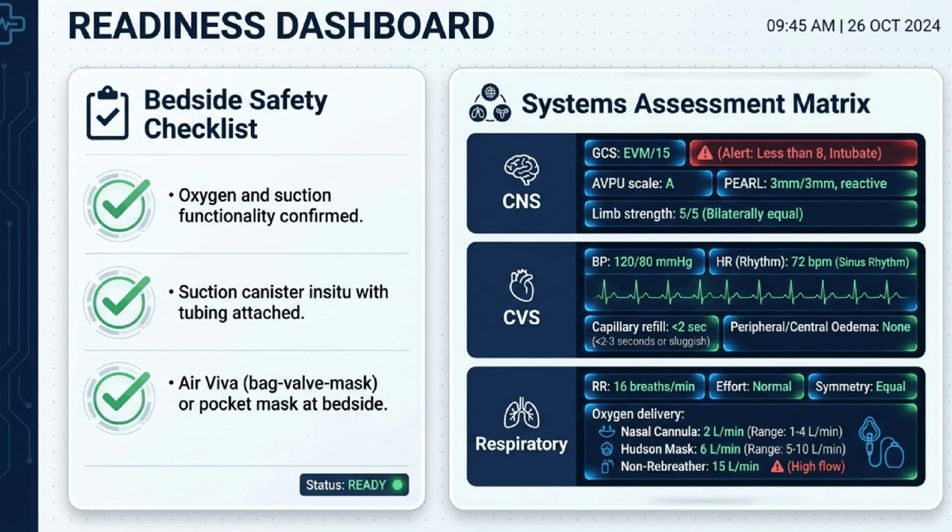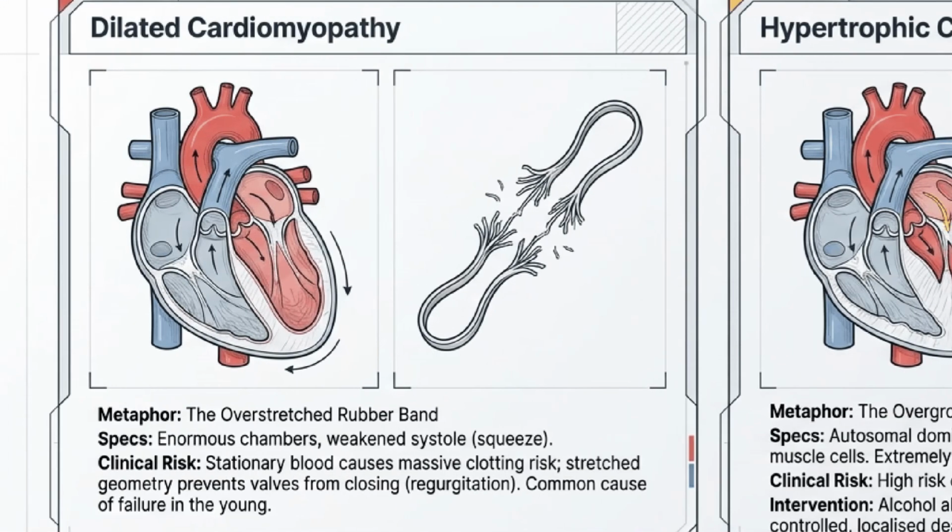So to understand how a patient deteriorates, we first have to understand the mechanical breakdown of the heart itself. Let's start with the muscle. Cardiomyopathy. Right, so cardiomyopathy translates literally to disease of the heart muscle. And it broadly results in impaired cardiac output, which can lead to heart failure or even sudden death. But the way the muscle fails comes in a few distinct forms, doesn't it?